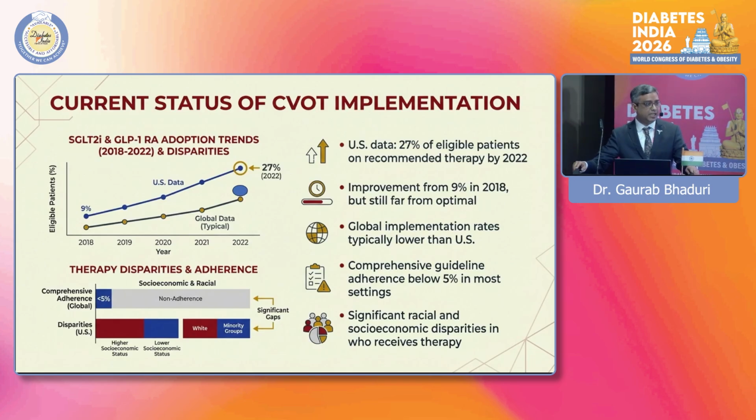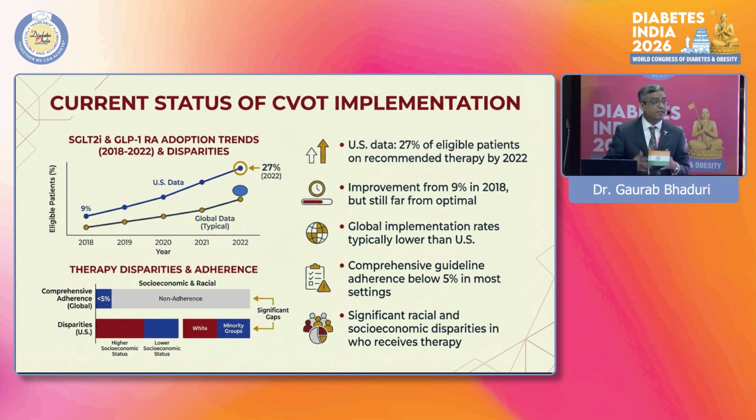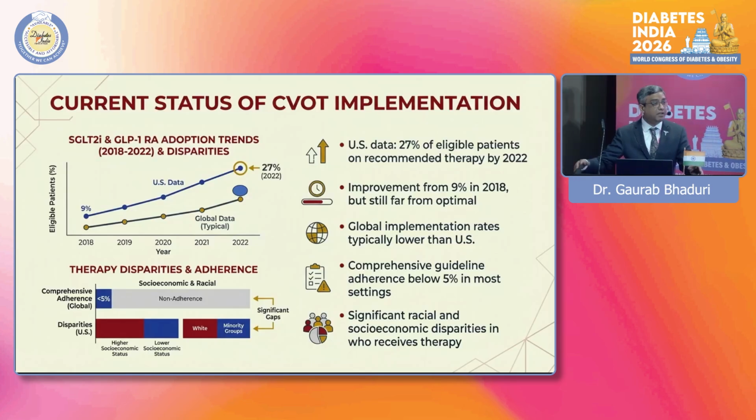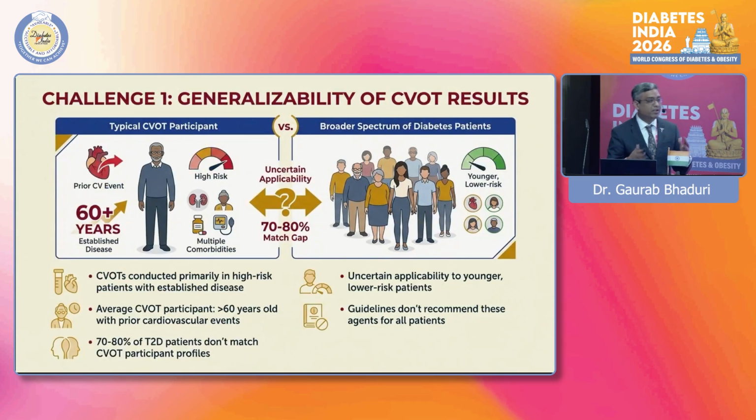So in the United States, there is data on type 2 diabetes and established cardiovascular disease patients. Only 27% of the eligible patients were on the recommended therapy. The number has increased from a dismal 9% in 2018 to about 27% in 2022, but yet we have not achieved the actual rate that we want. And the global implementation rates are even lower, about less than 10% in Europe. And the comprehensive guideline adherence is actually below 5% in most global settings. So no matter what's there in the CVOT evidence, we have not been able to translate that into real clinical practice. So what are the challenges?